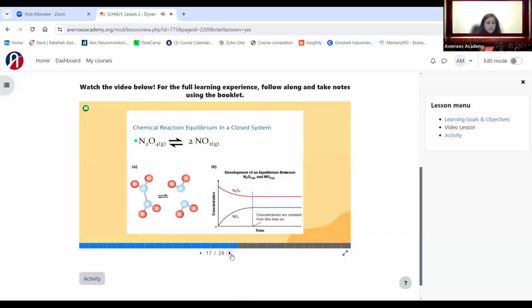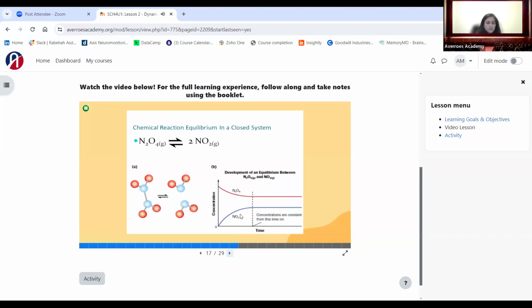So looking at an example of a chemical reaction equilibrium in a closed system, we have N2O4 gas yielding 2NO2, nitrogen dioxide, or vice versa, right? The forward or reverse reaction. So in figure A here, we see the N2O4 in equilibrium with the NO2. And in this graph, when N2O4 is introduced into a closed container, right, its concentration will decrease rapidly because the reaction is going from left to right. That's that red line. As the concentration of NO2 increases, that blue line, right?